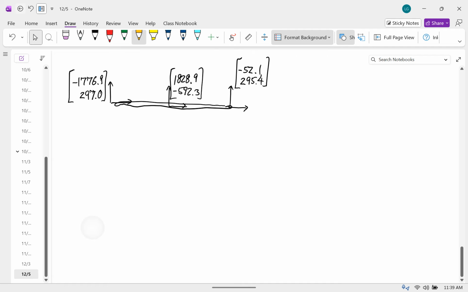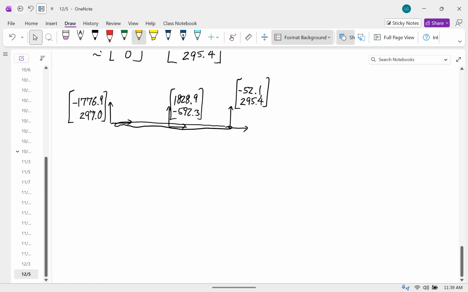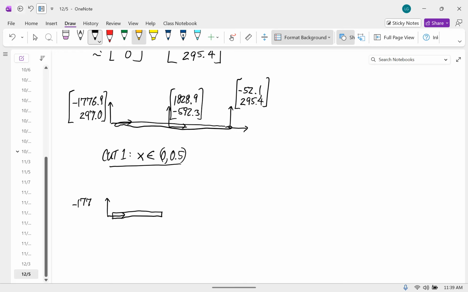Okay, so how many cuts do we need here? 2. Yep. And so, this is an easy problem. So cut 1 is for x's between 0 and 0.5. We have the force vector over here of negative 1776.9, 297.0. We haven't gotten to the middle force yet, so the only things we have left are T, V, and M.